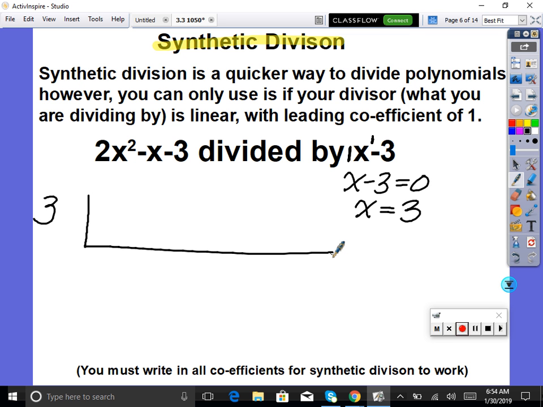With synthetic division, we now, inside our house, put in the coefficients only. Coefficient means number in front of the variable, and we have to be absolutely sure we're not missing anything. So if you're missing a degree, if you're missing like an x here, you would need to put in a 0. It has to fill in from highest to lowest degree, all the coefficients. So it's 2, 1, constant, so we're not missing anything. 2, -1, and -3 are my coefficients.